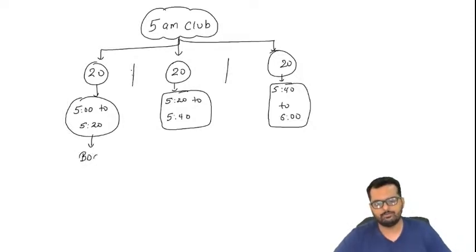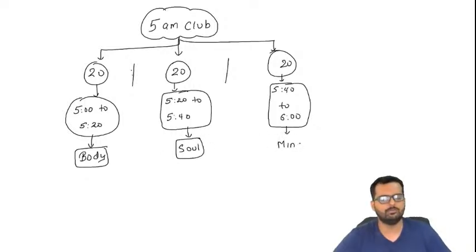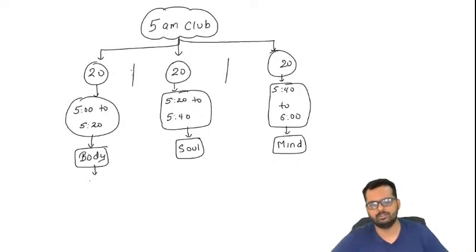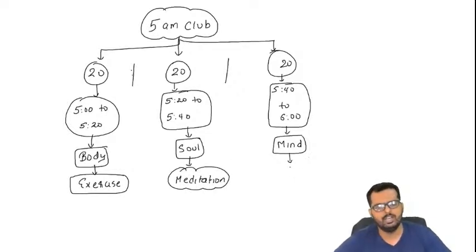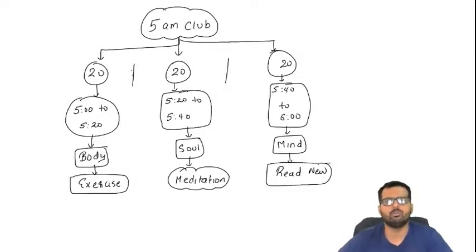First slot has to be kept for your body. Second 20 minutes has to be kept for your soul. And the last 20 minutes has to be kept for your mind. Today I will talk about the first 20 minutes as to what is supposed to be done. You must spend some good time doing exercise. You must spend another 20 minutes doing some form of meditation or auto-suggestion is what I prefer calling it. And then you should read something new, something what you like, which will make your mind also active.